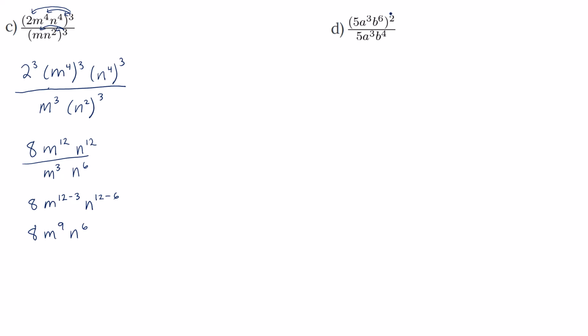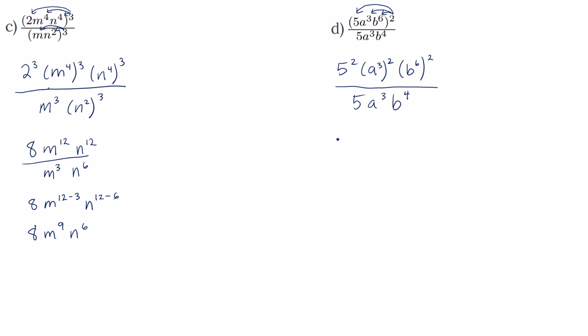So with D, I see this exponent of 2 needs to be applied to the 5, to the a to the power of 3, and to the b to the power of 6. So b to the 6 to the 2. Now, because 5a^3 b to the power of 4 doesn't have an exponent outside with brackets around it, we don't really need to apply anything to it. So we can just rewrite 5a to the power of 3, b to the power of 4.